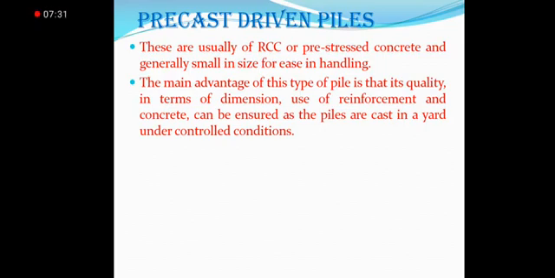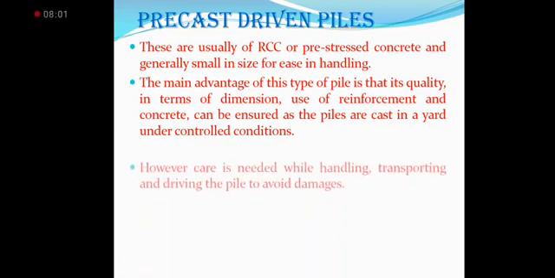The main advantage of these types of piles is that their quality in terms of dimension, use of reinforcement and concrete can be ensured as the piles are cast in the yard under controlled conditions. Precast pile means when the piles are already constructed in the shops in controlled conditions, with proper measures, it gives a good strength compared to the site in situ pile.